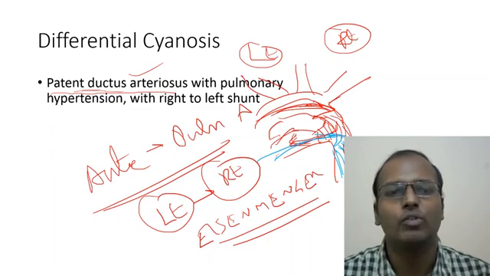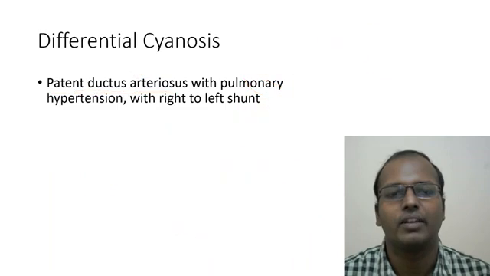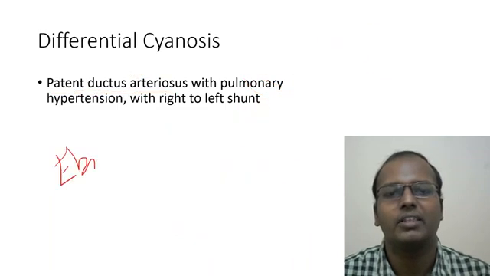Alright, where do you get intermittent cyanosis? Yes, where do you get intermittent cyanosis? Intermittent cyanosis can happen in Ebstein's anomaly.